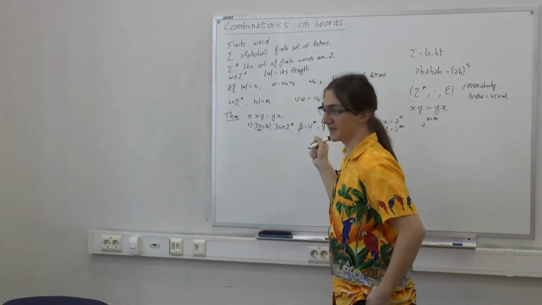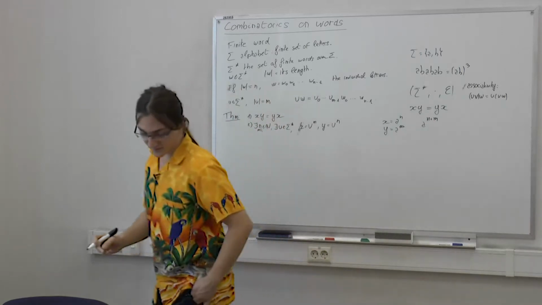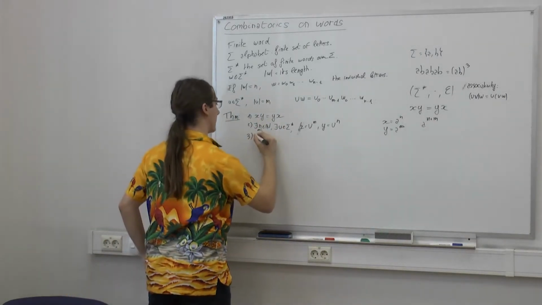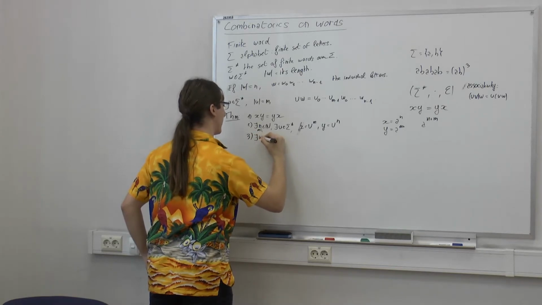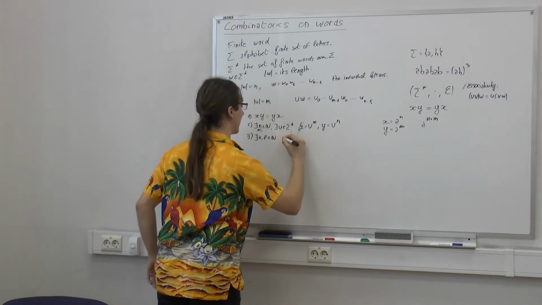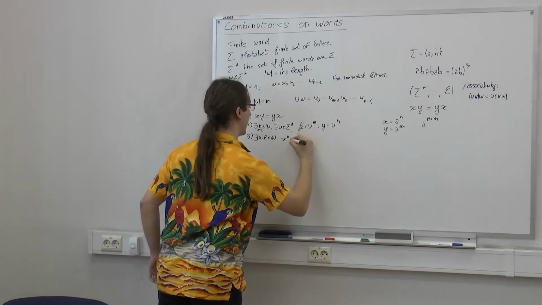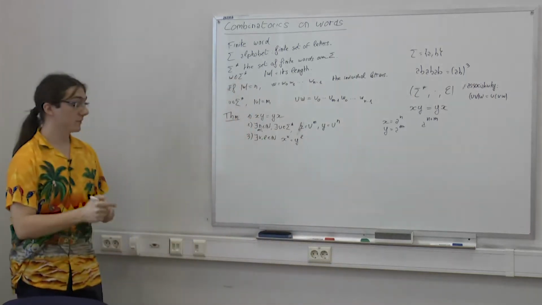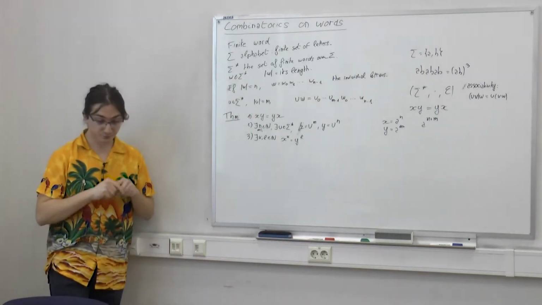So this is what we just discussed. There is also another way to say it: there exist two other integers, say k and l, such that x to some power k is equal to y to some power l. Third condition.